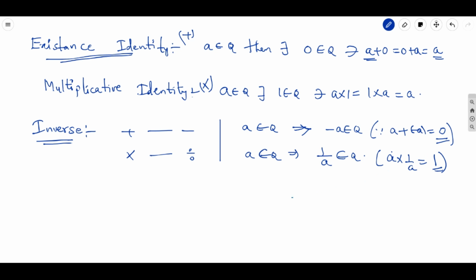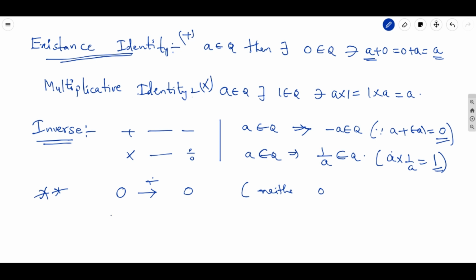One more thing here, we remember some points. The additive inverse of 0 is 0 only. Why? Because 0 is neither positive nor negative. So the additive inverse of 0 is 0 only.